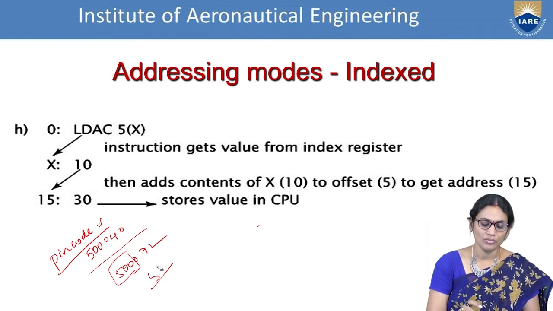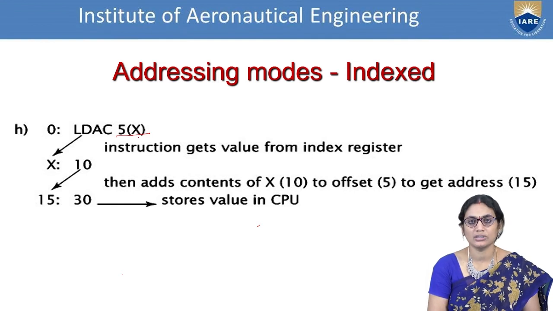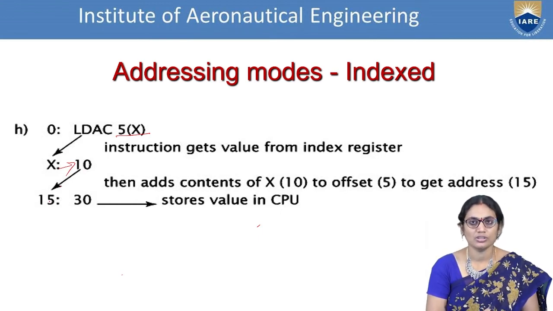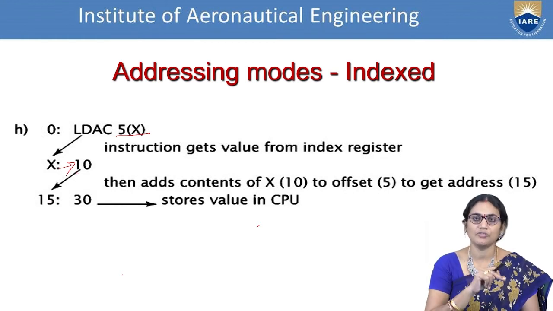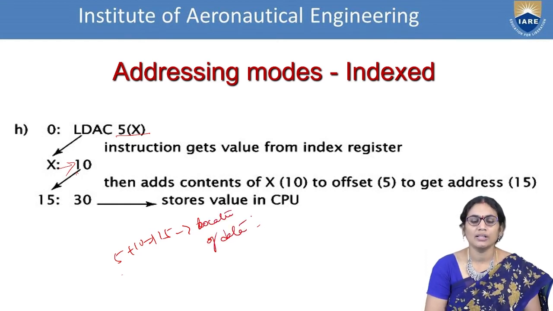Now, in this particular operation, we are going to see the same. Let us consider the example. So what are we doing? We are doing LDAC 5 of x. What is the x value? x is some address. Now x possesses the value 10. Now this 10 is a location. So what I am doing is adding this 5 plus 10 so that the new location is 15. In that 15, my original value will be stored. So 5 plus 10 equals 15. This 15 will be my location where the data is stored.